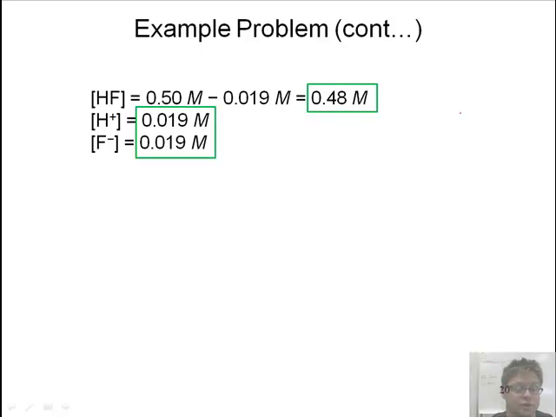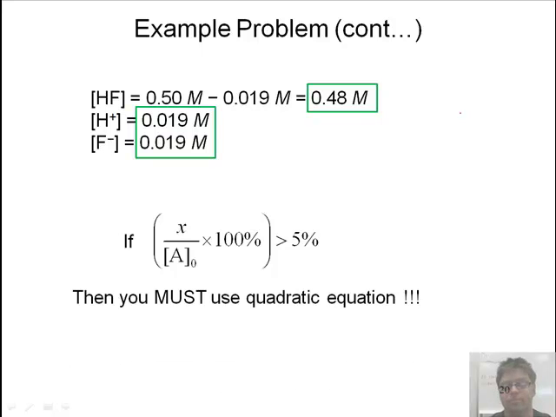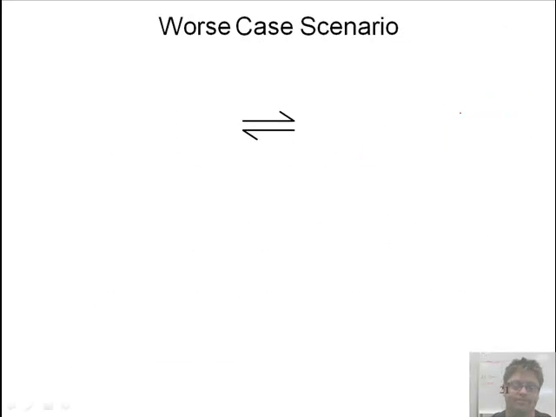So we use that 0.019 to get our calculated values. Makes the problem a lot easier in terms of the math side. No quadratic. That's cool. However, if it's greater than 5%, you must use a quadratic equation. No way around it. Worst case scenario, okay? You got two options. You got quadratic, you got an assumption, less than 5% works.